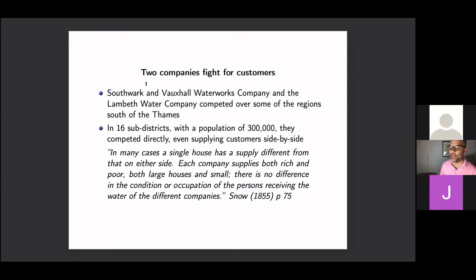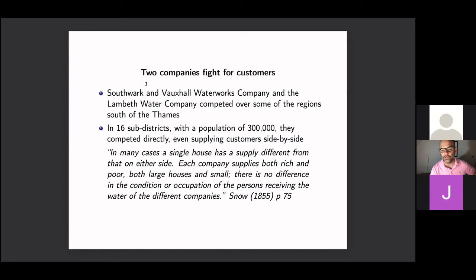And these two companies competed for that market. And Snow writes about the market that was serviced by these two companies. He writes, "In many cases, a single house will have a supply different from that on the other side of the street. Each company supplies both rich and poor, large houses and small houses. There is no difference in the condition or occupation of the persons receiving the water of the different companies."